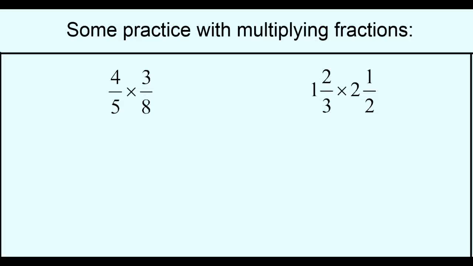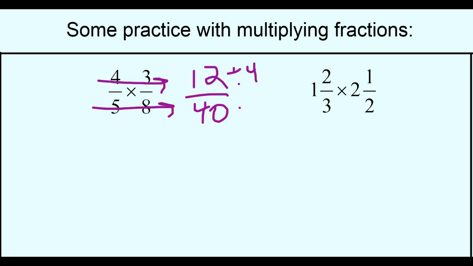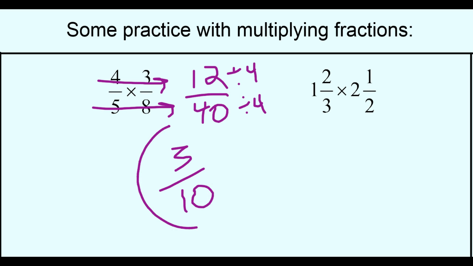So now let's take some practice with multiplying fractions, doing what we've done before. So 4 times 3 is equal to 12. That was our process. Multiply the numerators, multiply the denominators. 5 times 8 is equal to 40. We can simplify that down by dividing by 4 to get 3/10. So 4/5 times 3/8 is, in fact, 3/10.